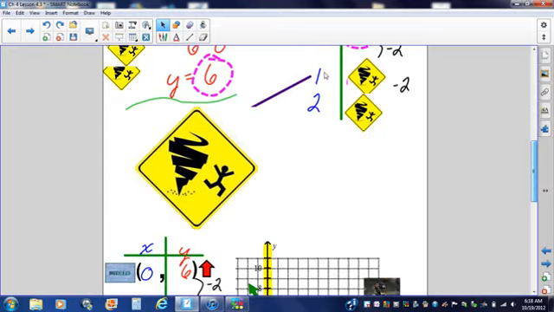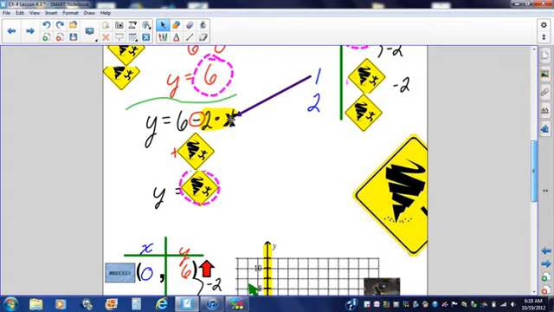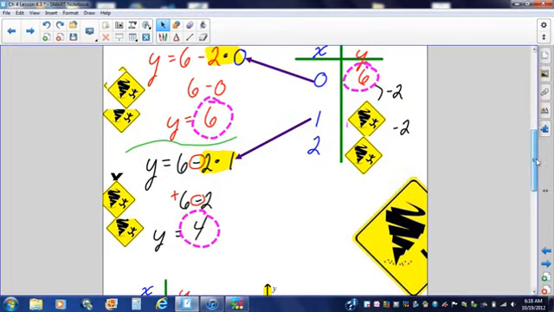Now I'm going to substitute, plug and chug, 1 for x. Take out the x, put in a 1. 2 times 1 gives me 2. 6 minus 2 gives me 4. Or you could say -2 times 1 is -2. A positive 6 and a -2 is positive 4. Take your 4, put it in your chart.